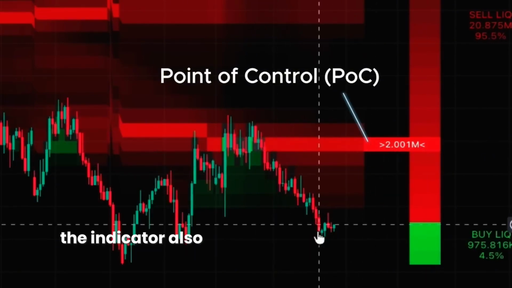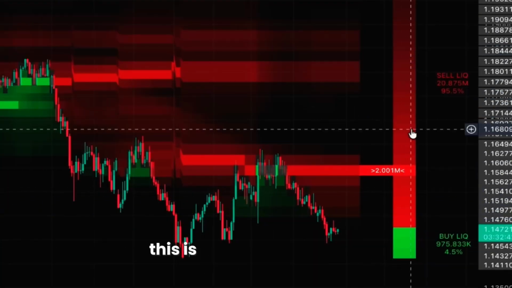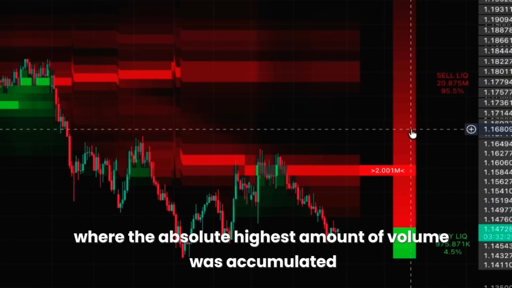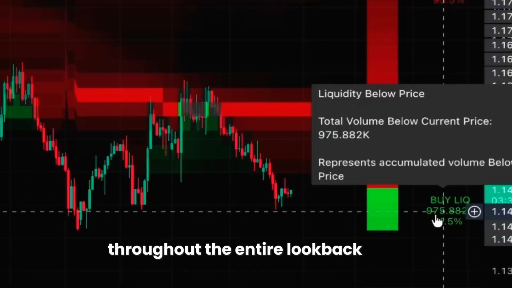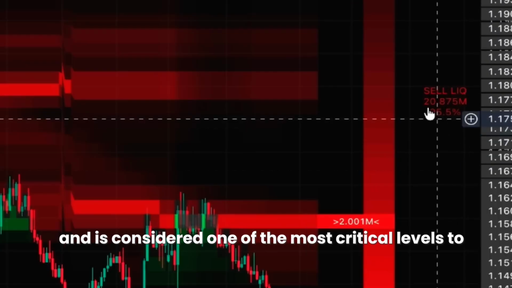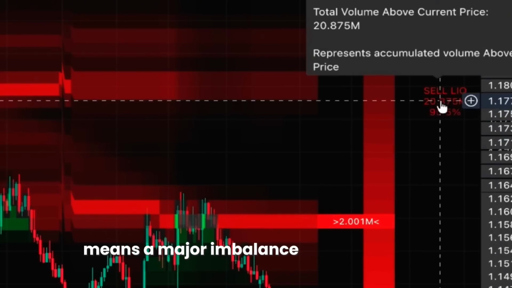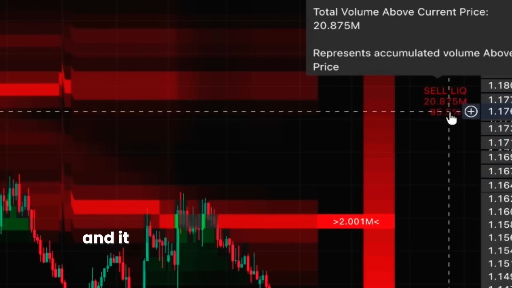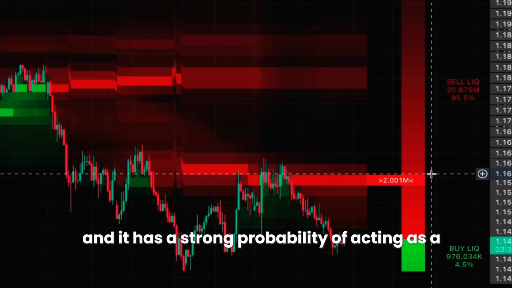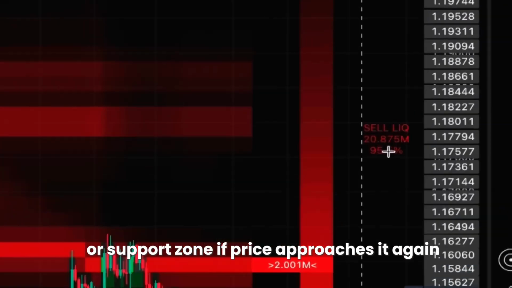The indicator also highlights what is known as the point of control. This is the single price range where the absolute highest amount of volume was accumulated throughout the entire look-back period. This level is labeled directly on the chart and is considered one of the most critical levels to monitor. The sheer volume at this level means a major imbalance was created here, and it has a strong probability of acting as a significant resistance or support zone if price approaches it again.